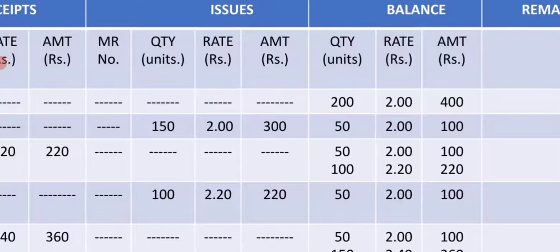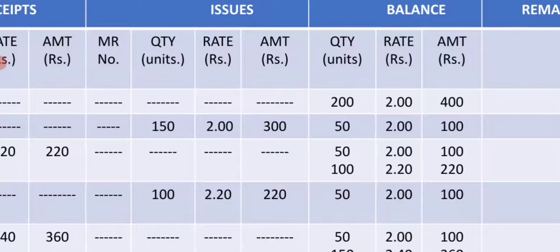So this is the LIFO method we are following. So we should take from the latest, that is the last batch. So the last batch is 100 units at the rate of 2.20. So 100 units are to be issued. So those 100 units should be issued from the last batch, that is 100 units at the rate of 2.20. So 100 into 2.20, 220.